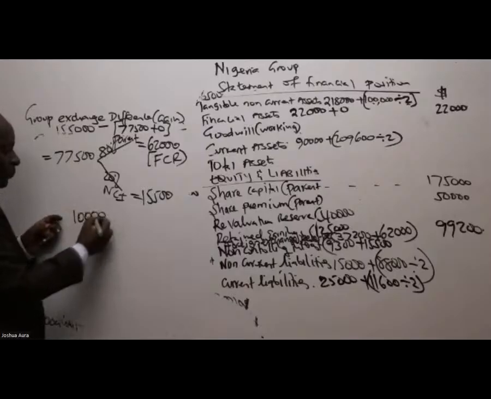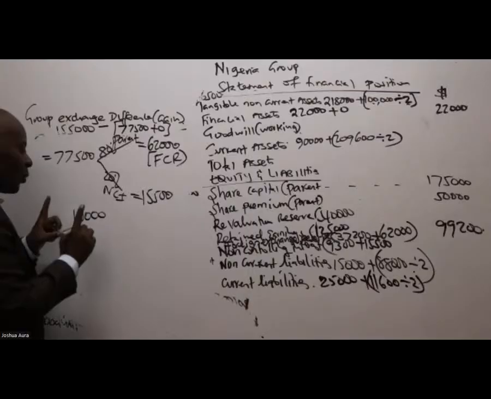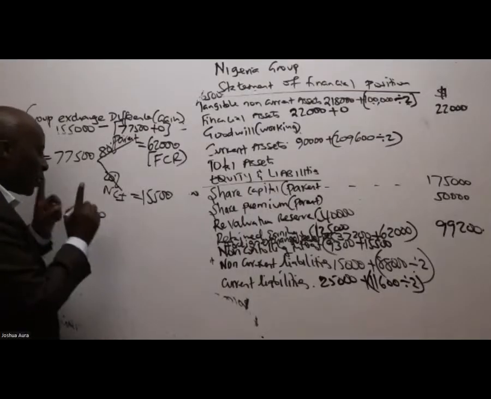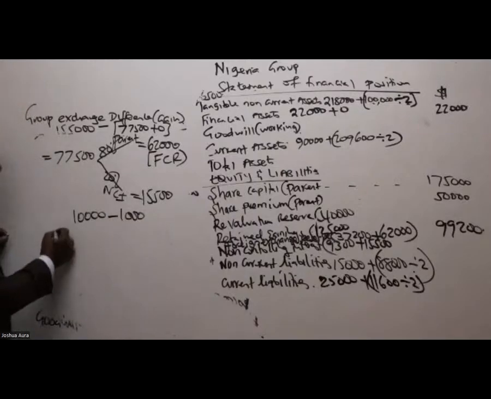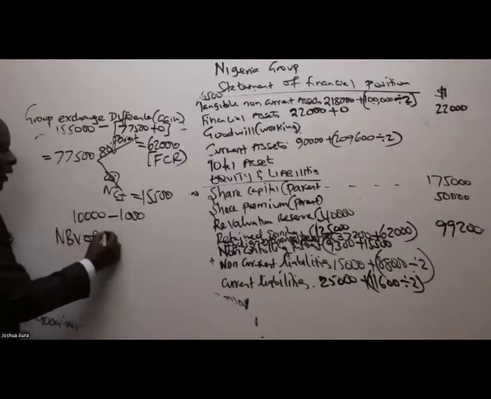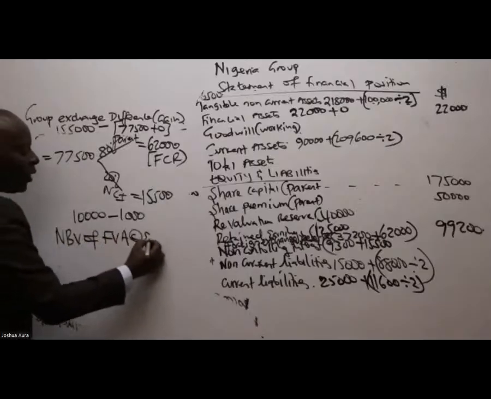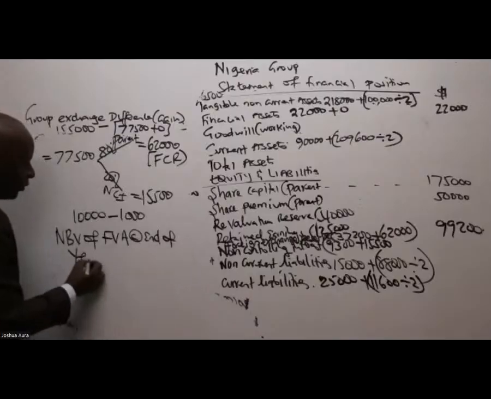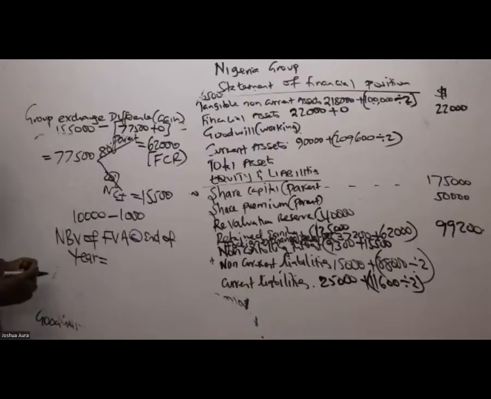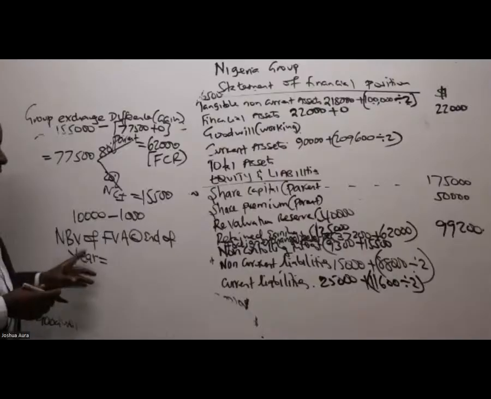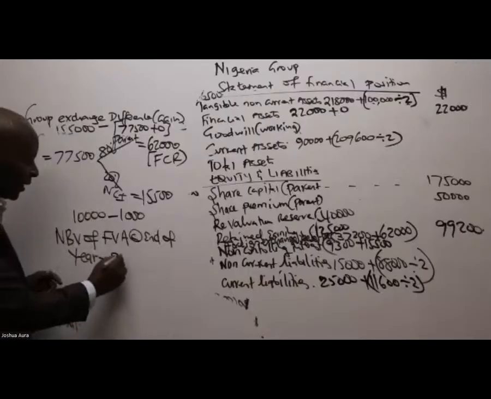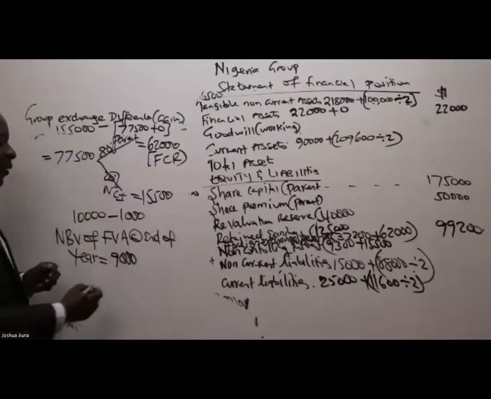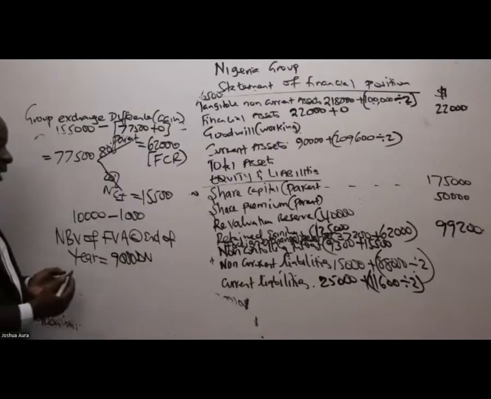Of 10,000, right? But remember that there was depreciation. Over how much? Over 1,000. So what is the net book value of this fair value adjustment at the end of the year? At the end of the year, this will be 9,000, not 99. This will be 10,000 minus 1,000, which gives me how much here, somebody? 9,000, like that. Which is DN.